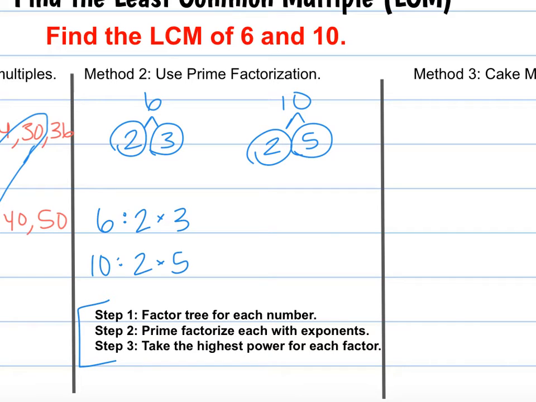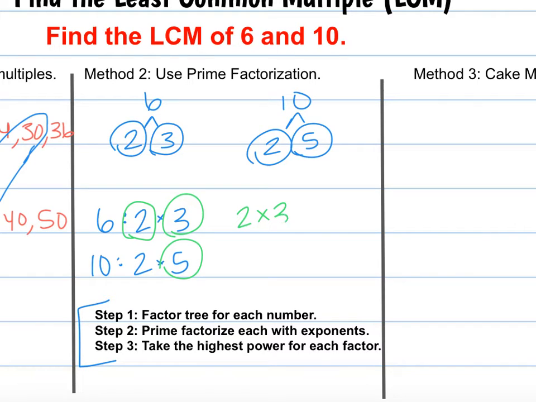Step 3 says take the highest power of each factor. So all the factors I see here, there's a 2, a 3, and a 5. Now I need to use each one, and I need to take the one to the highest power. So if one of them had an exponent, like between these 2's, that would be the one I take. But in this case, I just do 2, 3, and 5, and I multiply those together.